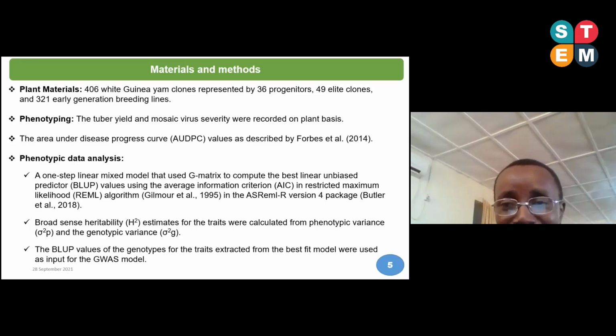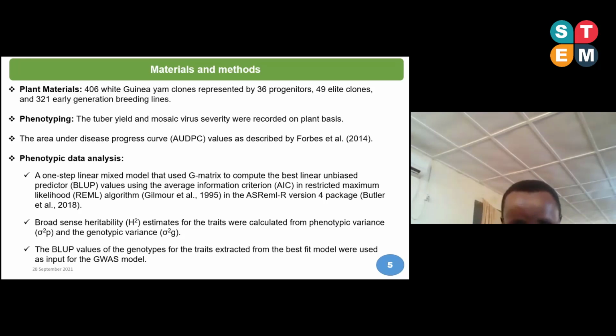score was obtained, of course, following the Forbes et al. 2014 protocol for the area under disease progress curve. It was done over time, monthly up to 6 months after planting, and then we used that protocol to work out the area under disease progress curve. Then there are various analyses that we used for the phenotypic analysis.